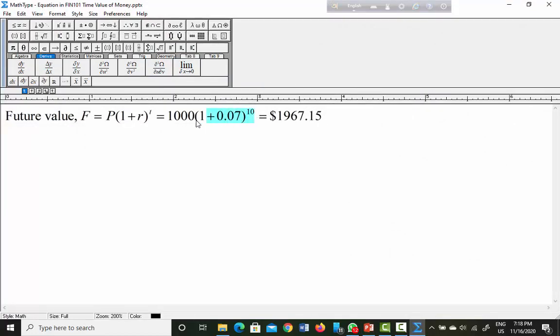If you type it exactly like this in the calculator, including the bracket, you should get this answer. So this is the future value.